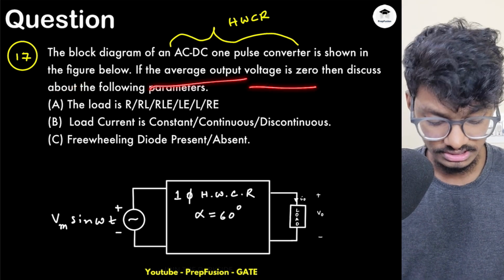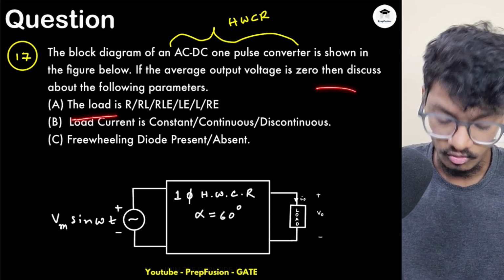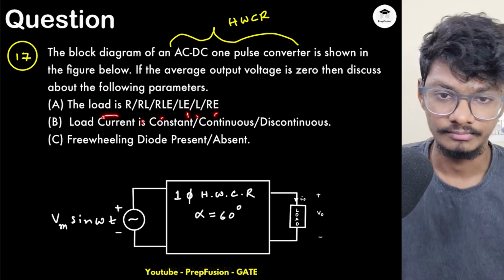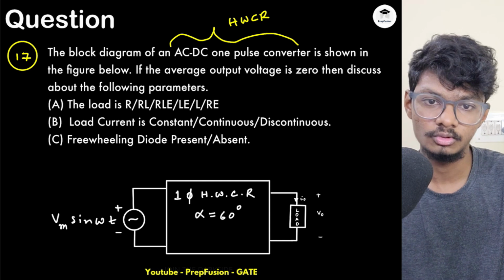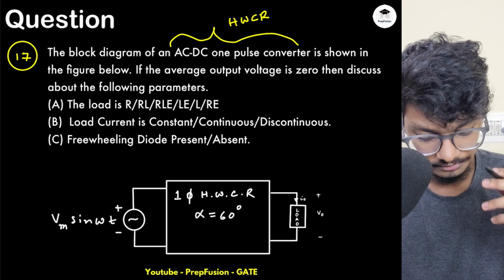The average output voltage is 0, okay? The average output voltage is 0. Then discuss the following parameters. The load is R, RL, RLE, LE, L, RE. So can the average output voltage be 0 if the load is purely resistive? Is it possible? No, right?